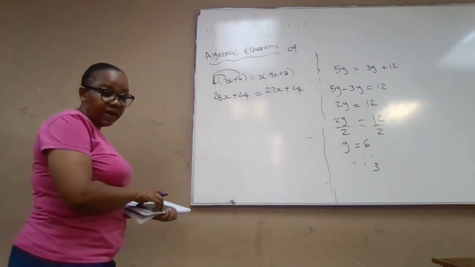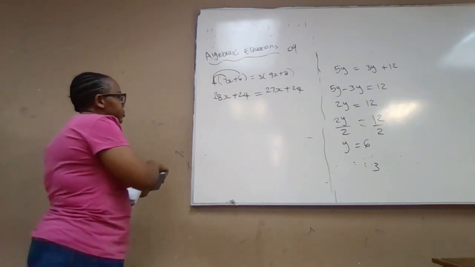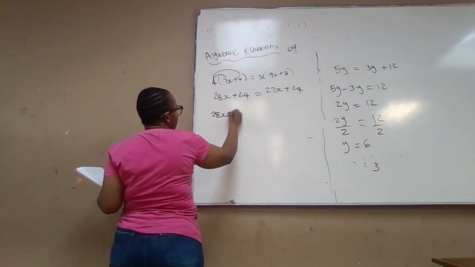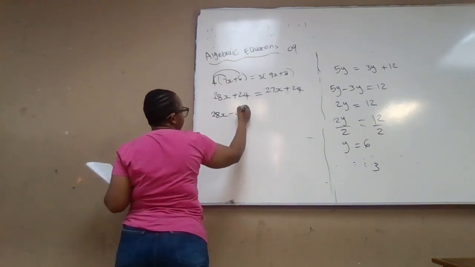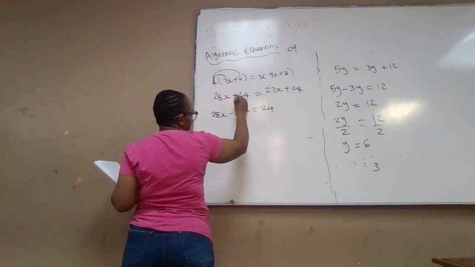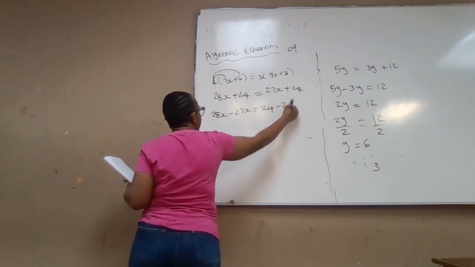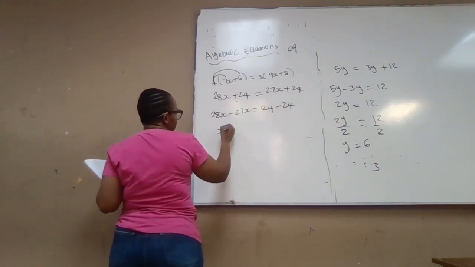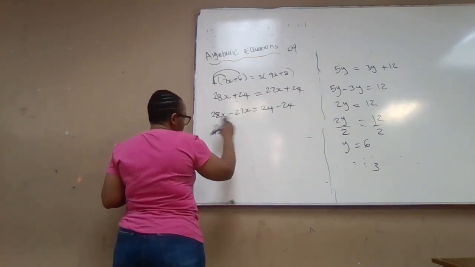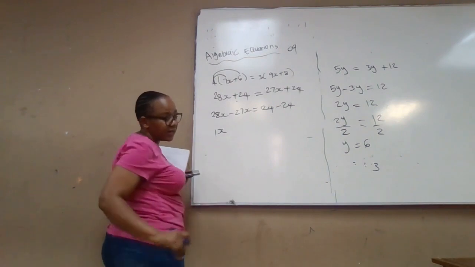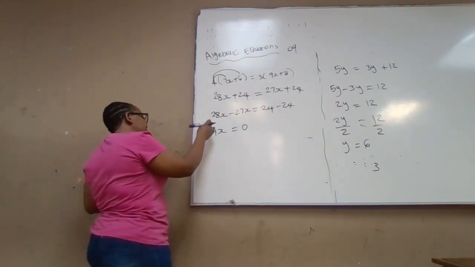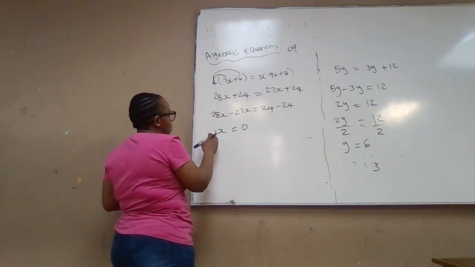Now it is in linear form, you have to group like terms. So we have 28x minus 27x equals 24 minus 24. Here we have x, 1x, 28 minus 27 is 1. 28x minus 27x is 1x. 24 minus 24 is 0. So our answer is x equals 0.